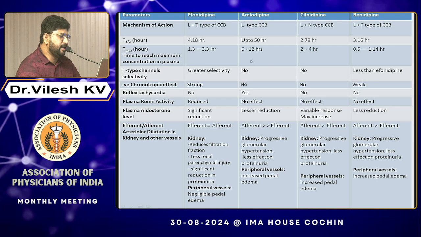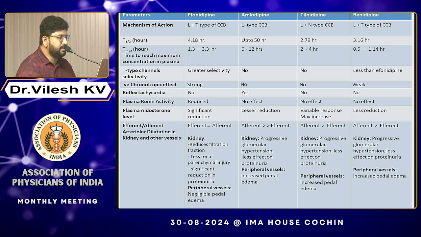The half-life is fairly high for amlodipine. The time to reach maximum concentration in plasma is also very high for amlodipine. The T channel sensitivity, as discussed before, is highest for efonidipine and second for benidipine. The negative chronotropic activity is mainly strong with efonidipine. Reflex tachycardia is not present with most of the other drugs, but amlodipine does have it, as we have been seeing in practice.